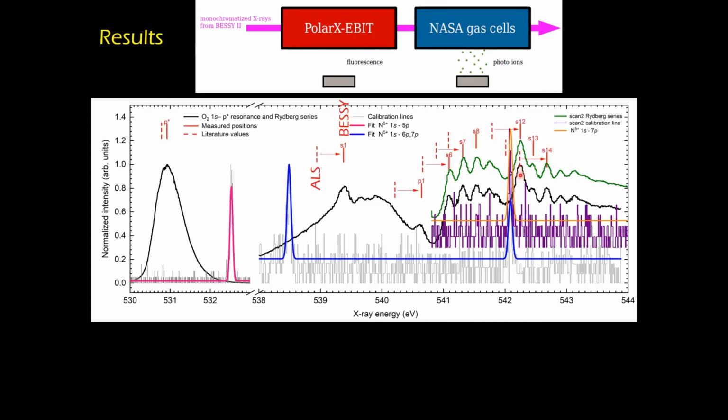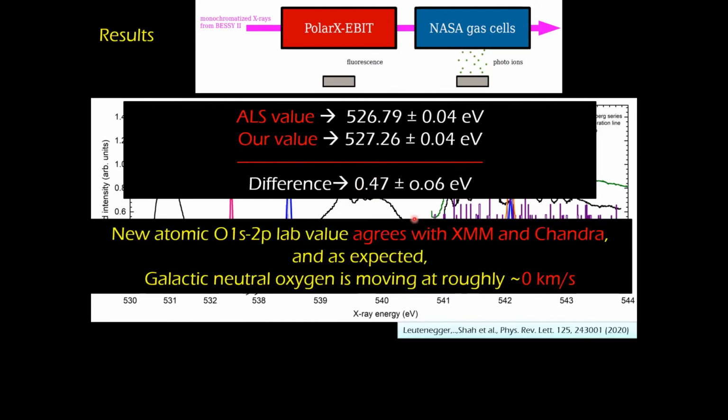their beamline. What we see is a systematic difference between ALS and BESSY of around 500 milli-electron volts; to be precise, the difference was 0.47 plus or minus 0.06 electron volts. Now if you apply this difference to the atomic oxygen, then the oxygen 1s-2p laboratory value agrees very well with the XMM and Chandra observations. And of course, as expected, the neutral oxygen is not moving at a speed of 300 kilometers per second.